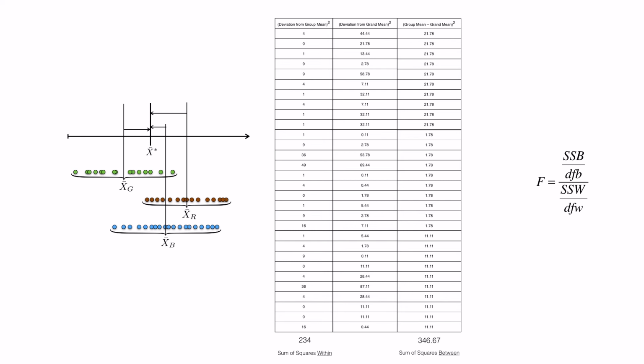Note that it can be shown mathematically that the sum of these two values equals the sum of squared deviations from the grand mean, which we call sum of squares total. Intuitively, this is because each observation's deviation from the grand mean represents the total amount of variation in the entire dataset. Now let's apply these values to the F-statistic formula.